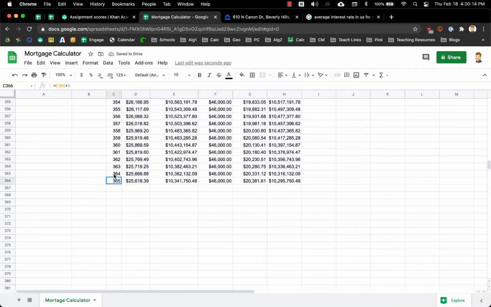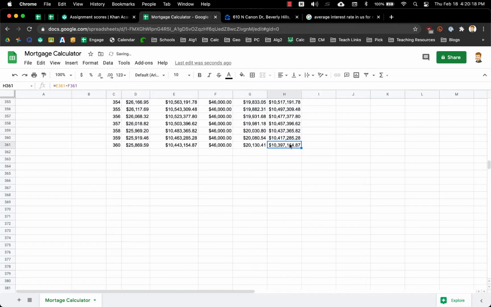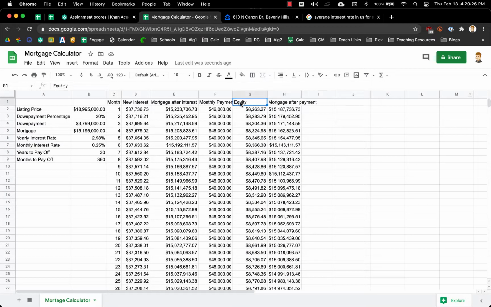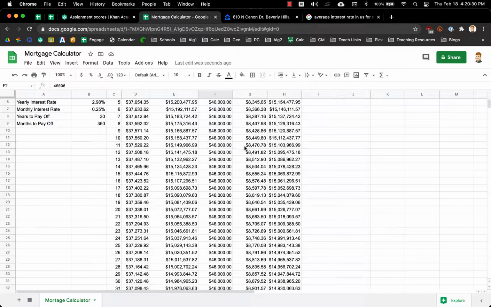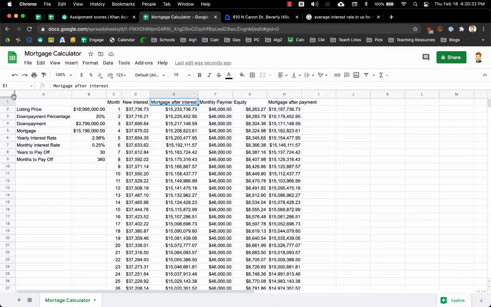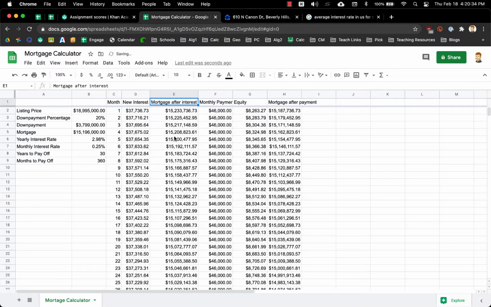Oh, that's 365. Let's delete all this stuff. I should have paid off my mortgage by this month, and I haven't. I still have not paid it off. I still have $10 million left. My guess up here, if I scroll back to the top, my guess for my monthly payment was too low. In fact, notice that when I scroll down, those bars went away. Let's drag this freeze bar down so that when I scroll down, that's still there. That looks nicer.